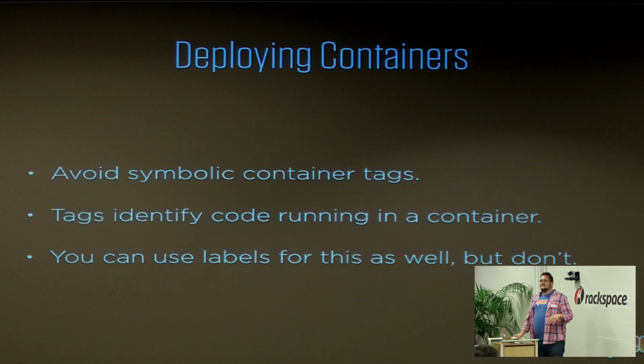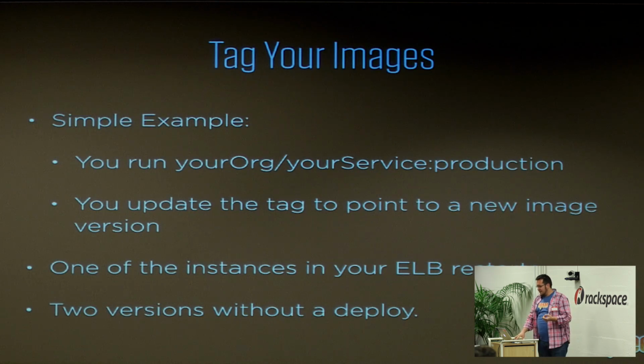So one of the big things that I noticed Docker espouses is symbolic tags for containers. This is the worst practice I've ever seen with Docker containers. Just a very trivial example: let's say you have your org, your service, production, right? And your CI service builds a container, and whenever it's gone through all the CI steps, it gets tagged production. And then maybe you don't do continuous delivery, like we don't, because we don't always want to build and deploy all the time.